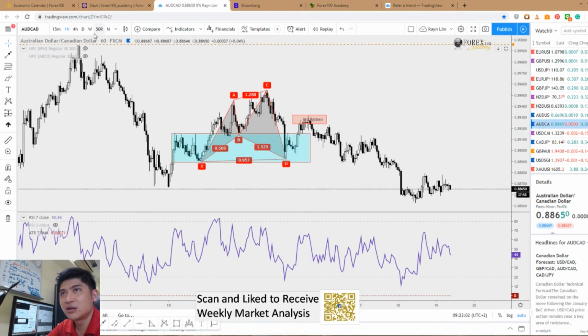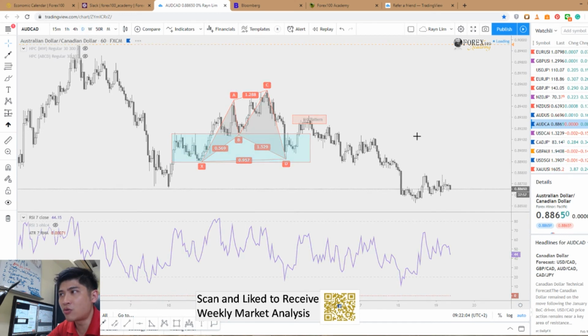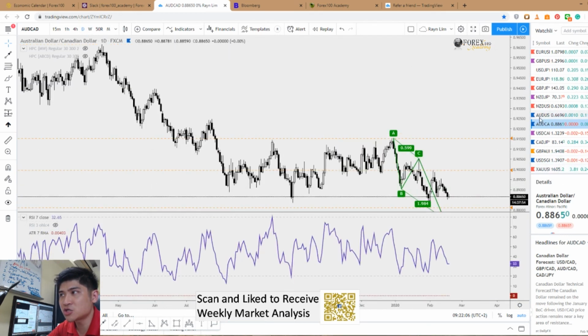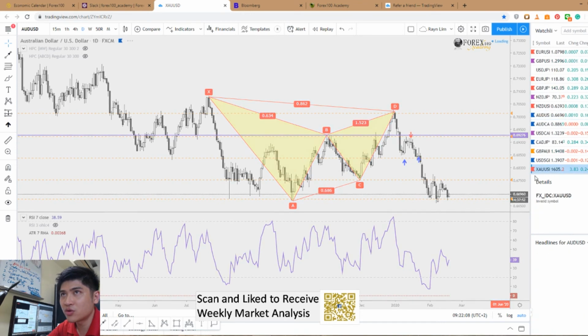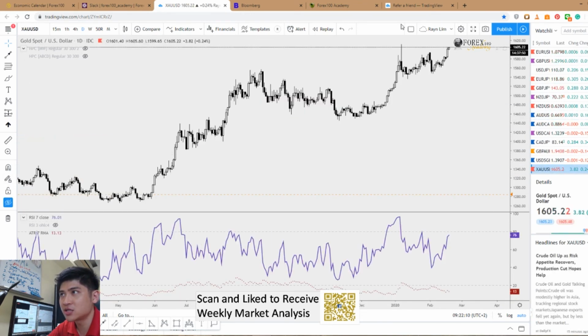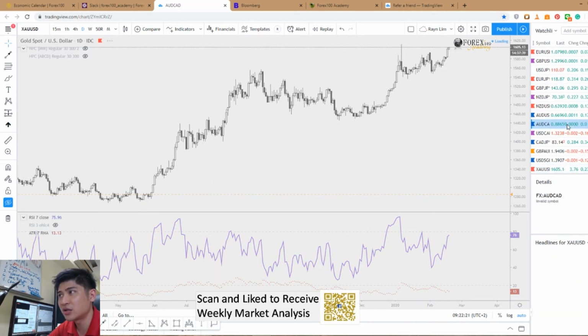Let me just share with you gold quickly. You see, Australia dollar is moving down. Gold, on the other hand, is moving up. No more correlation, guys. If you're still looking at correlation, it's time to update yourself on that.